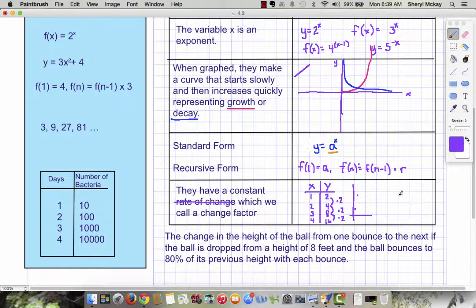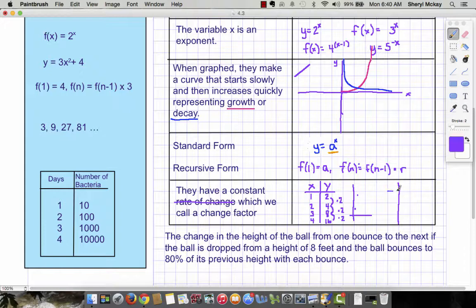Now, you might also see it looking like this. Your change factor might be a fraction. Let's start with x and y. Let's say this is 1, 2, 3, 4. And we'll say that this is 27, 9, 3, and 1/3. Okay?